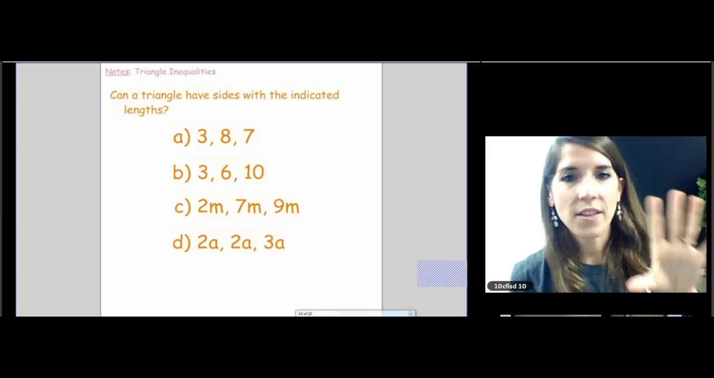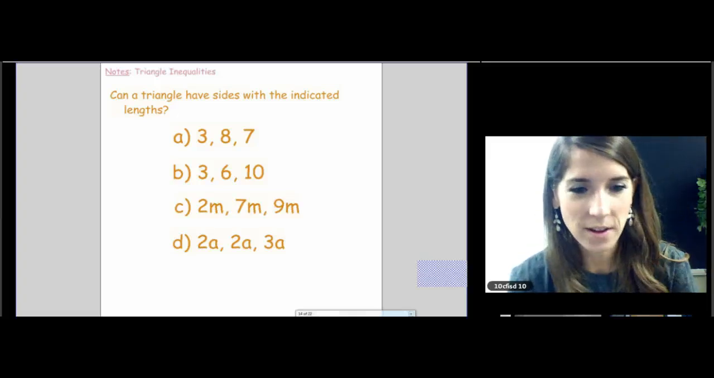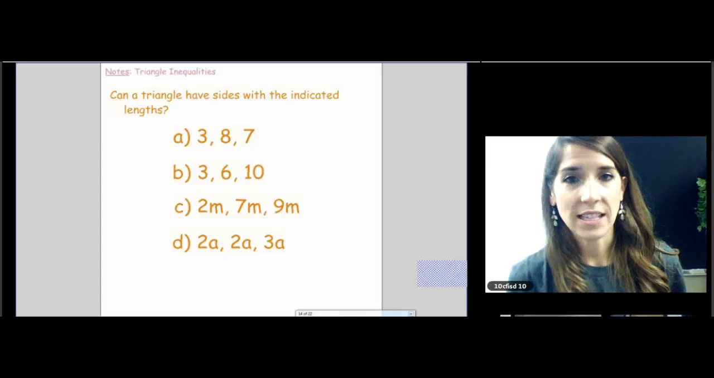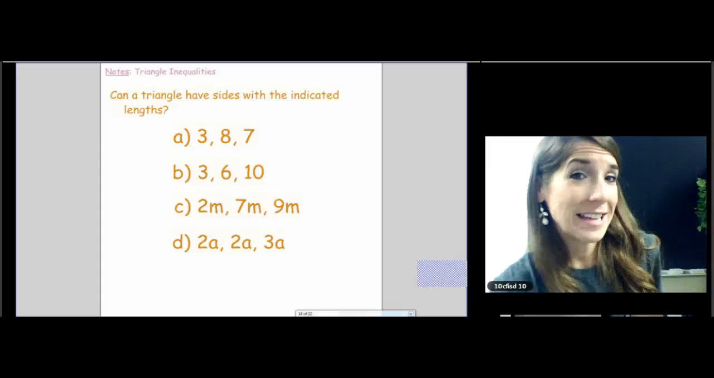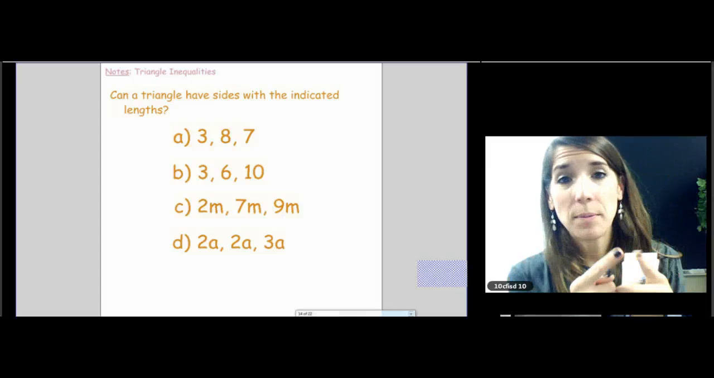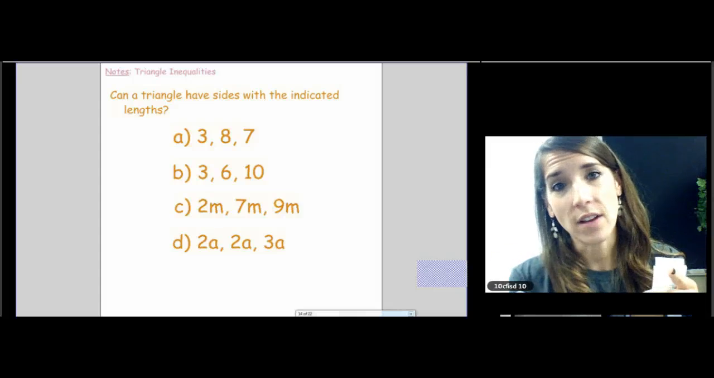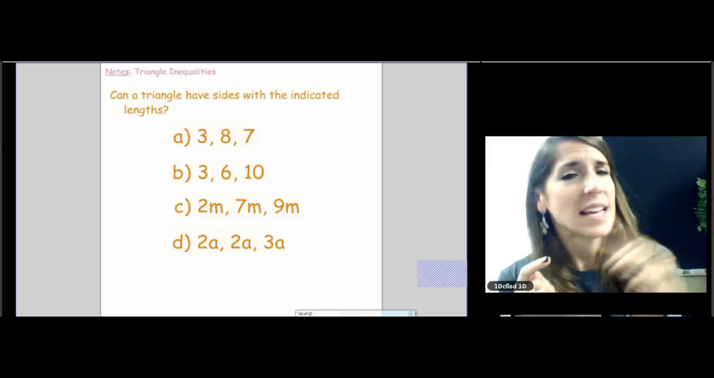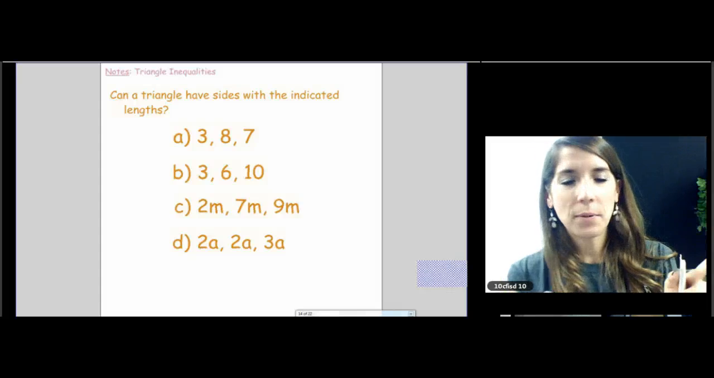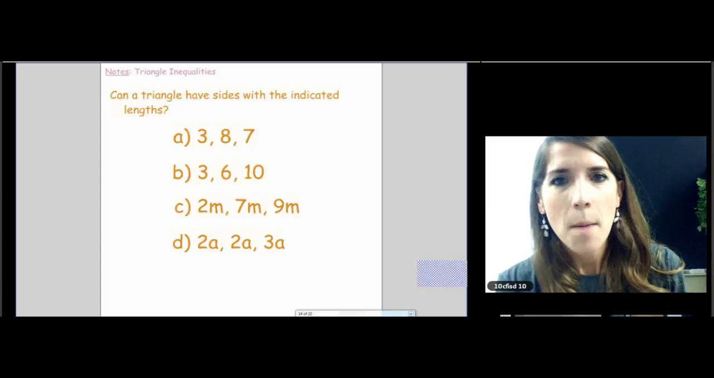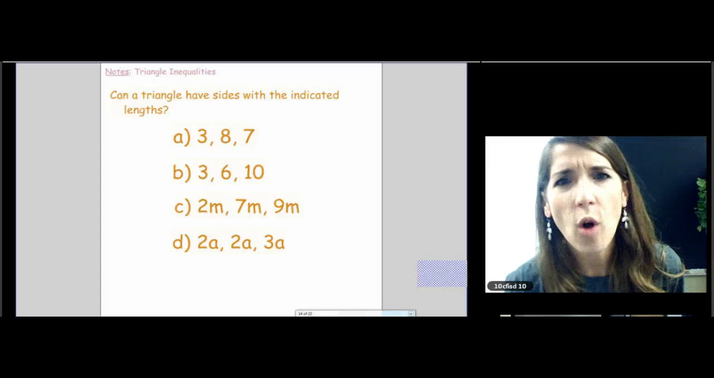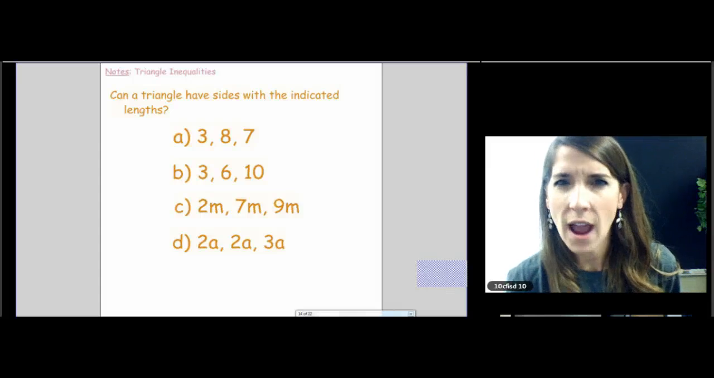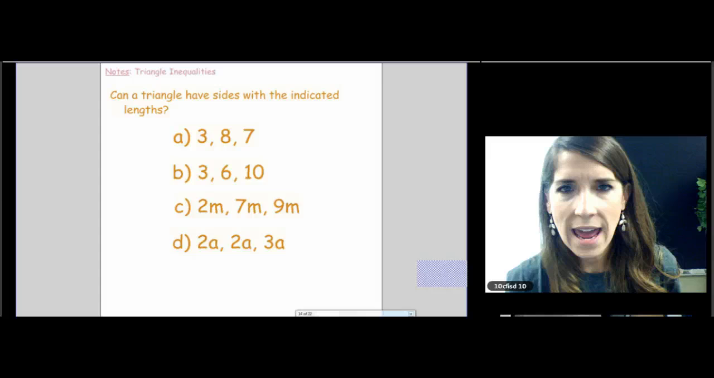Let's do A together so that we make sure we understand what's going on. Can you form a triangle with these lengths? Now, the long way to do this would be you add 3 plus 8, and you say, is that greater than 7? And then you add 8 plus 7, and you say, is that greater than 3? And then you add 3 plus 7, and you say, is that greater than 8? But heavens, we probably don't need to go through all 3 of those steps every time, right? What would be the most efficient way to test if those form a triangle?